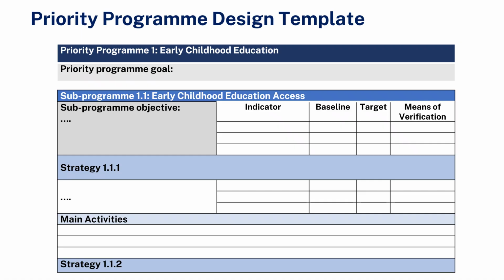Once the overall priority program structure is determined, the technical working groups can begin on their program design, utilizing a program design template. Note that different priority program design templates exist. Here is the one that we will be using in Solimana.